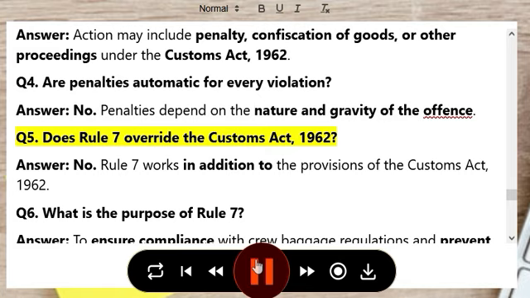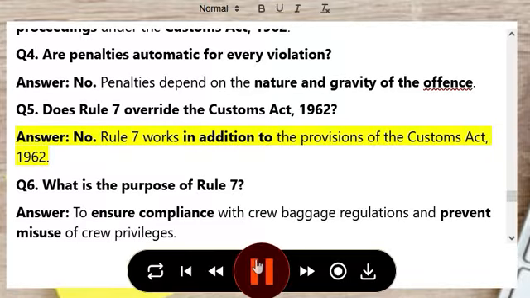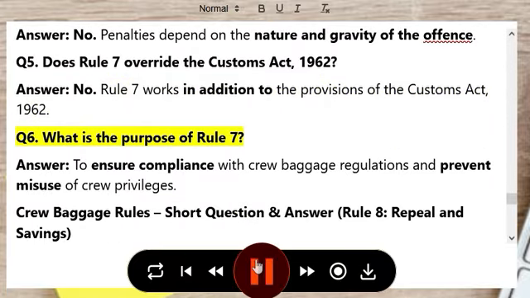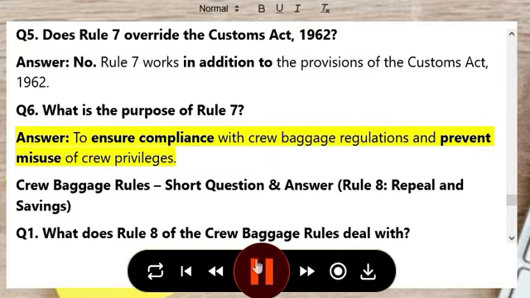Q5. Does Rule 7 override the Customs Act 1962? Answer. No. Rule 7 works in addition to the provisions of the Customs Act 1962. Q6. What is the purpose of Rule 7? Answer. To ensure compliance with crew baggage regulations and prevent misuse of crew privileges.